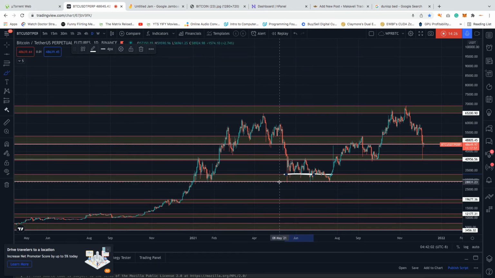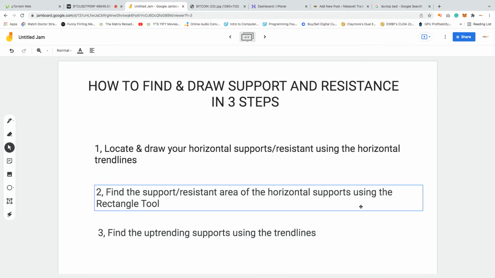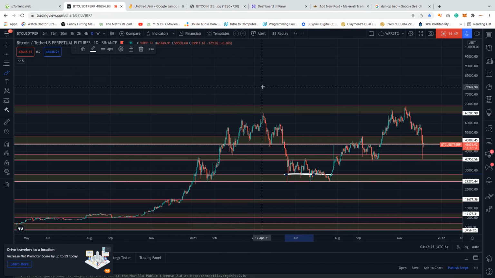Instead, what I do, because of my area, if we go to the chart, it says find the uptrending support using the trend lines. Now that is trend line, please. I meant trend line here. So let me color that. So using the trend line, what do I mean by this? Now the next support and resistance.